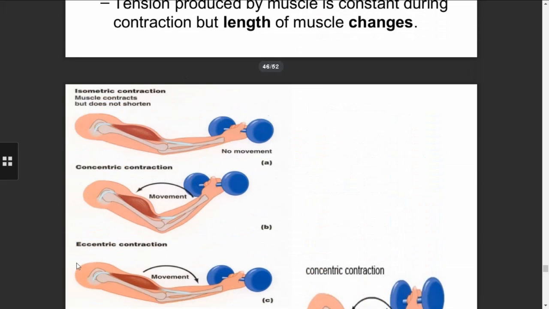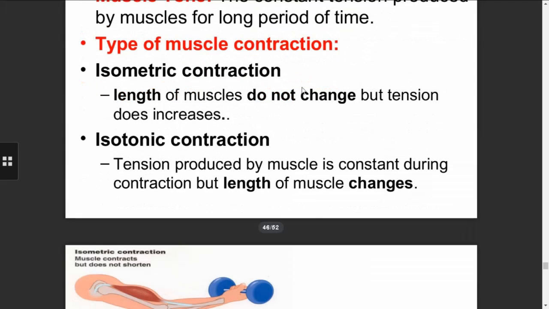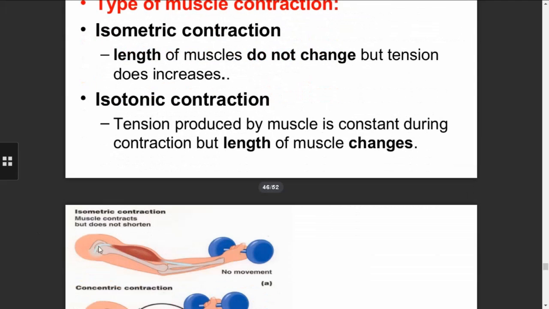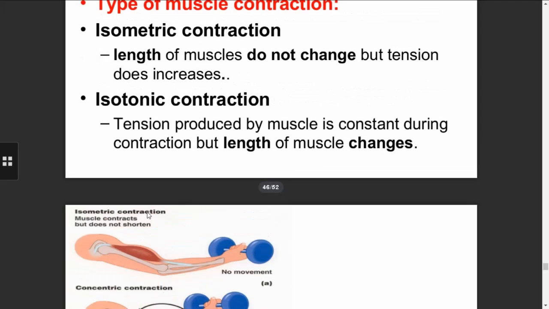Isometric, concentric. Okay, isometric means the length will not change, but tension does increase. Here, the length is not increasing. If we can see there is a dumbbell here, if we hold the dumbbell, it will cause the tension to increase, but the muscle will not allow it to fall downward. Thus, it will contract, but this contraction will not change its length.